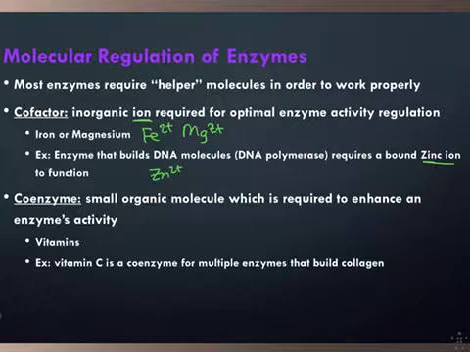A coenzyme is a small organic molecule which is required. Usually these are your vitamins. Example, vitamin C is a coenzyme for multiple enzymes that build collagen. Collagen is the stretchy fiber in your skin. It makes it spongy, so it can stretch as needed.